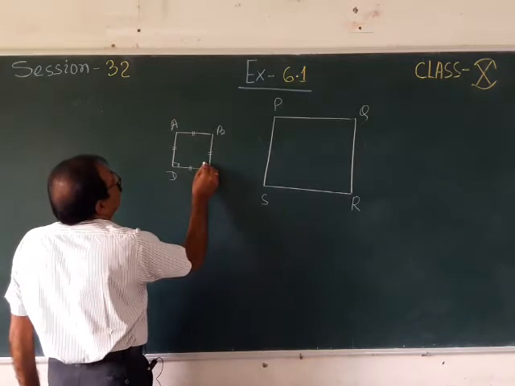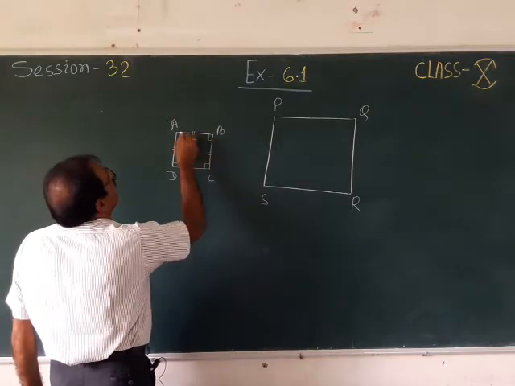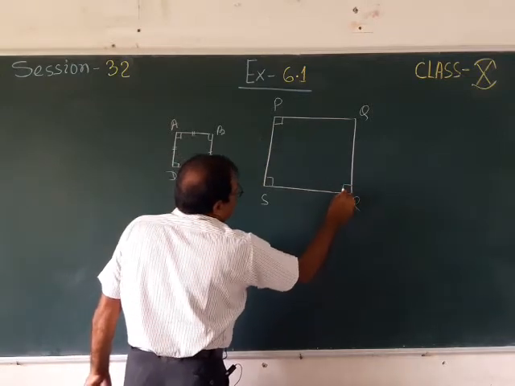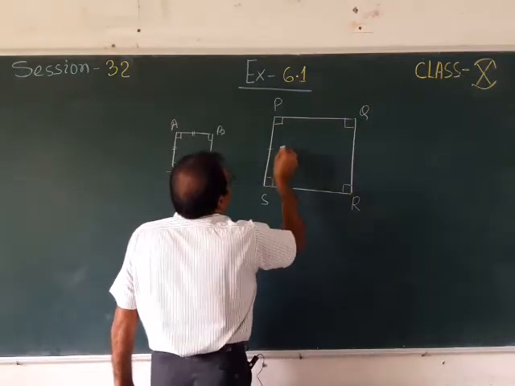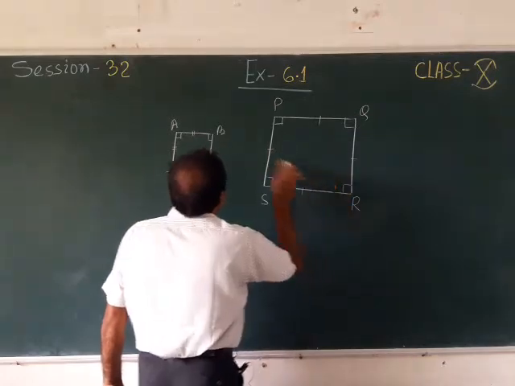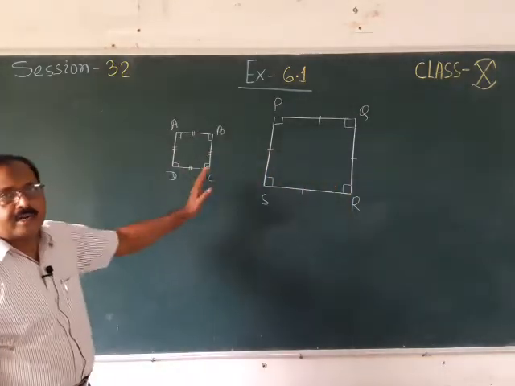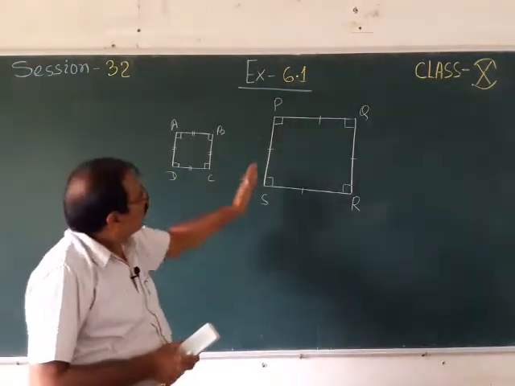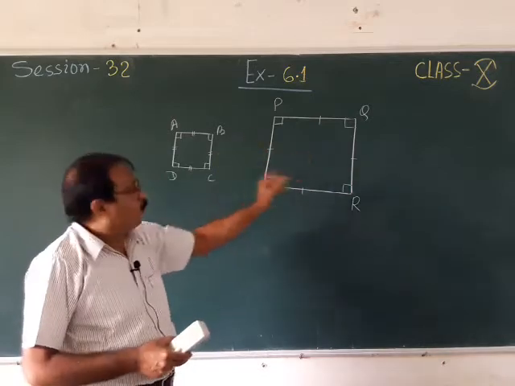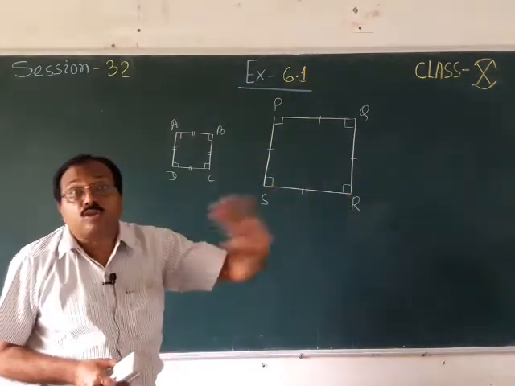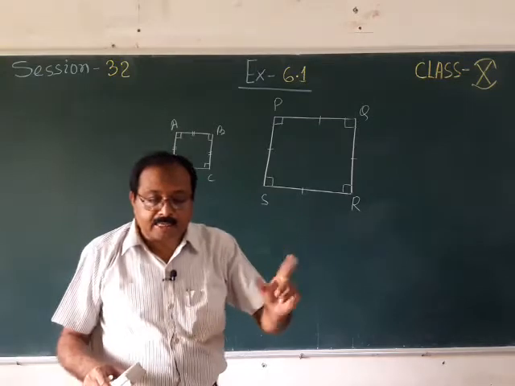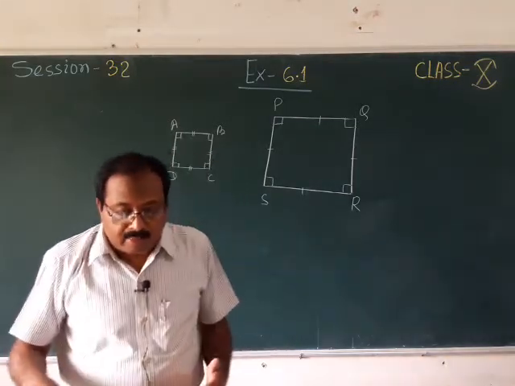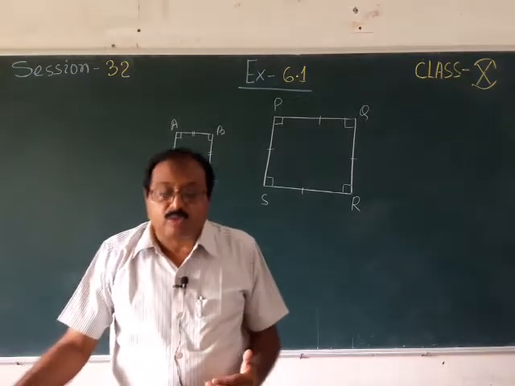Here, as you know, each angle of a square is 90 degrees. Here, both the squares have all sides equal. One square is smaller, another square is bigger, but square ABCD is similar to square PQRS. Both the squares are similar, but they are not congruent. So we can say all congruent figures are similar, but similar figures need not be congruent.